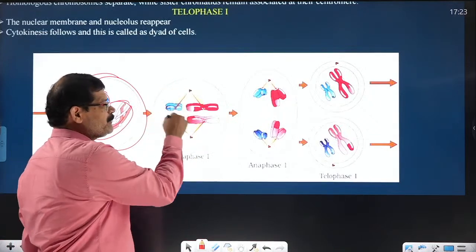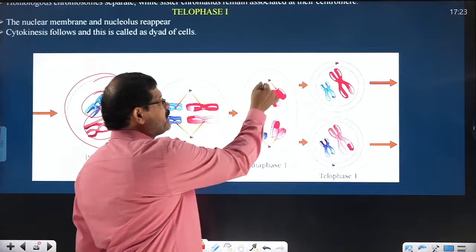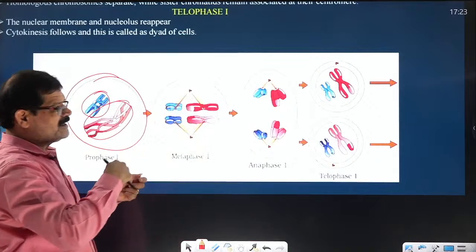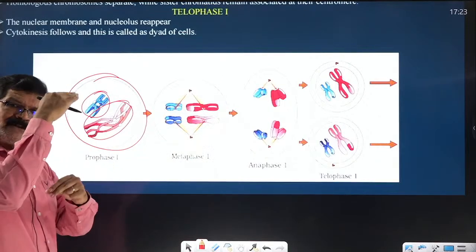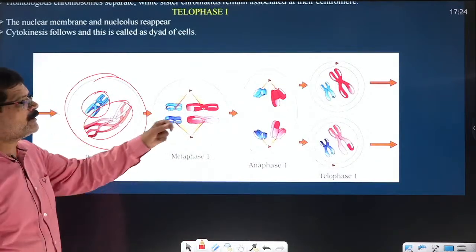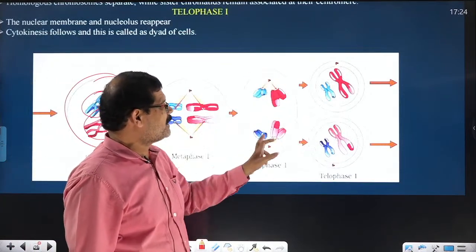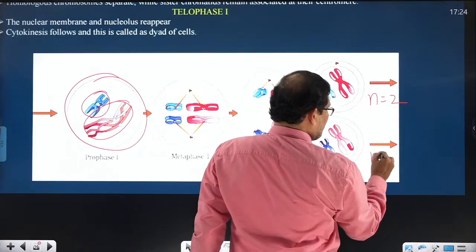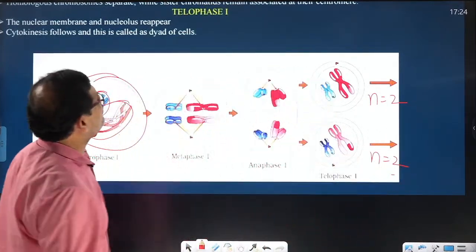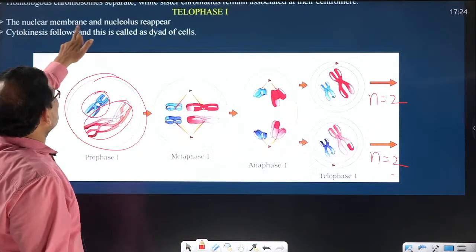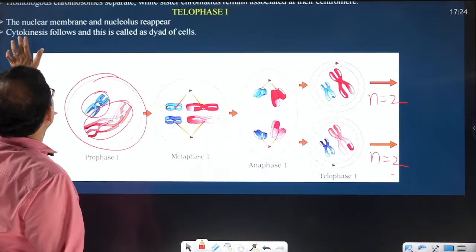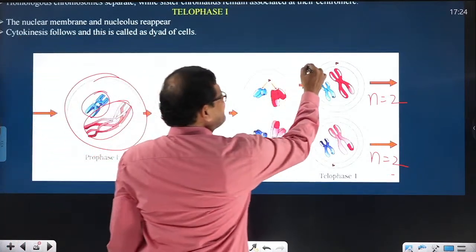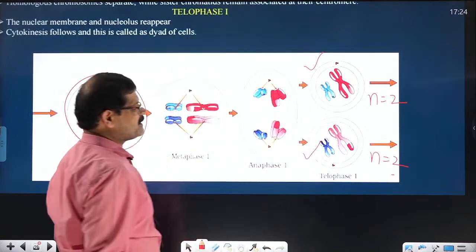And the attachment of spindle fibers will be done. And here also, with the attachment of spindle fibers, separation of the sister chromatids will be done, and they are moved to the opposite poles. As a result, here the 2 are there, here the 2 are there. That's why this is n equal to 2. n equal to 2 will be formed here. You can check it here, the telophase. The nuclear membrane and nucleolus reappear. Cytokinesis follows. This is called dyad cells. What is this cell? This is a dyad cell which is present there.